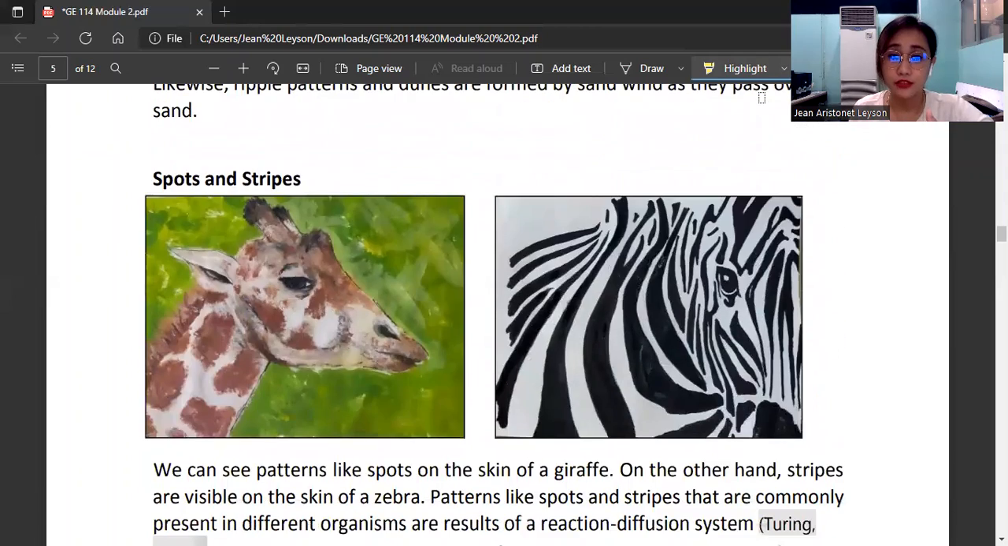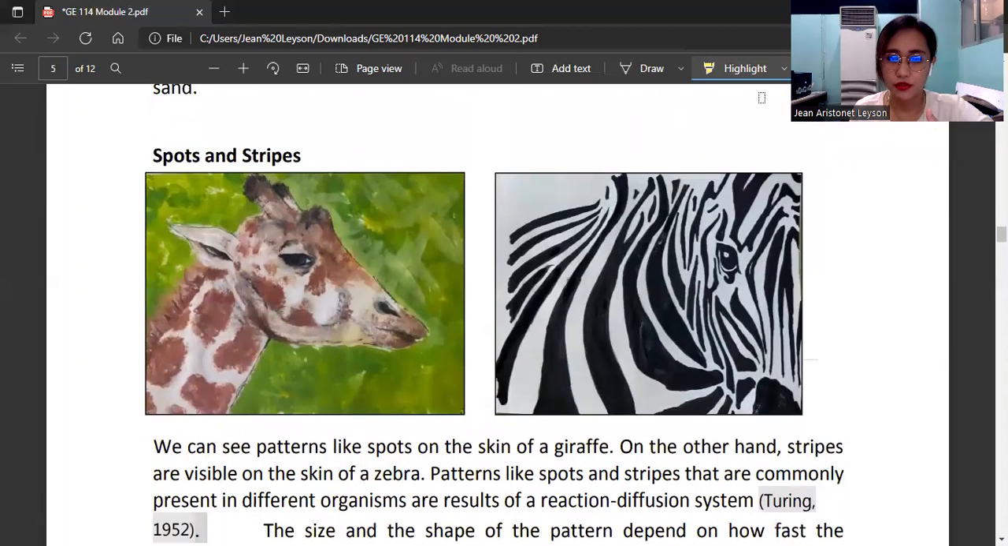Next, we have spots and stripes. We can see patterns like spots on the skin of a giraffe. So a giraffe has spots on its body. On the other hand, stripes are visible on the skin of a zebra.